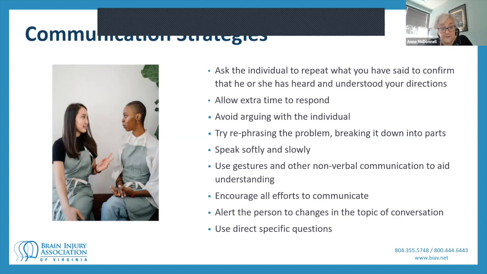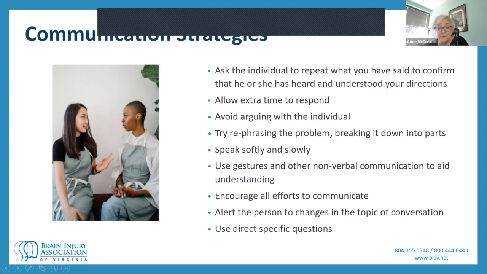When you're working with individuals with brain injuries, it's really important to ask them to repeat what you've said. You have to confirm that they have heard and understood your directions. Don't make the assumption, because what will happen if they don't understand, they won't get started, and then they'll be non-compliant. They may need extra time to respond. And don't argue. That inability to shift cognitive sets, if you start arguing with someone with a brain injury, they'll just dig in deeper.